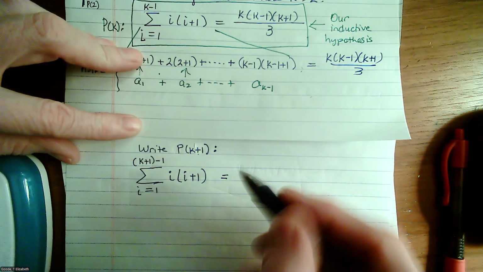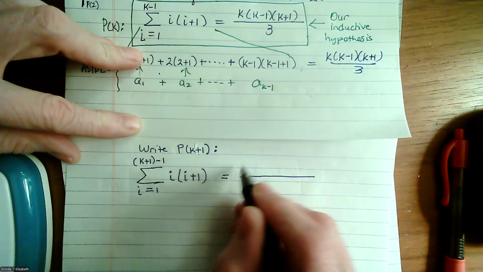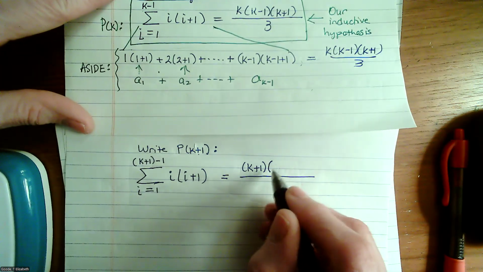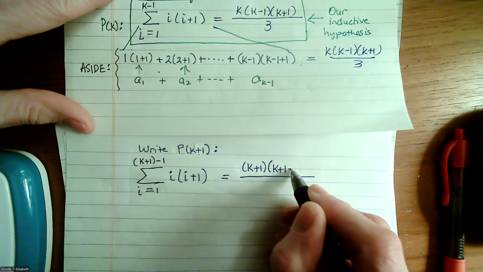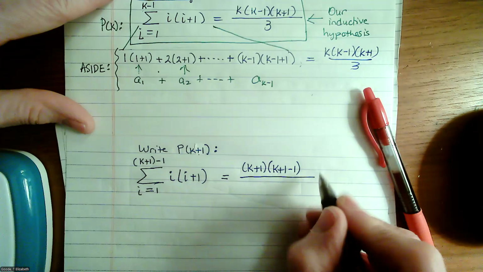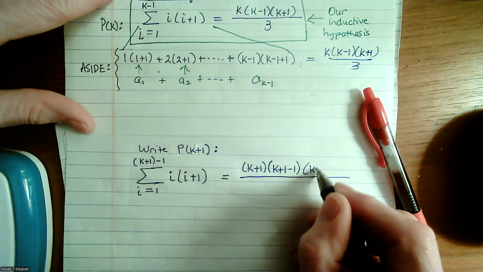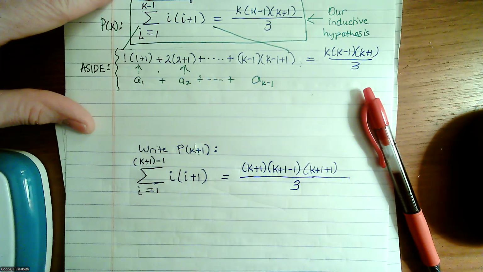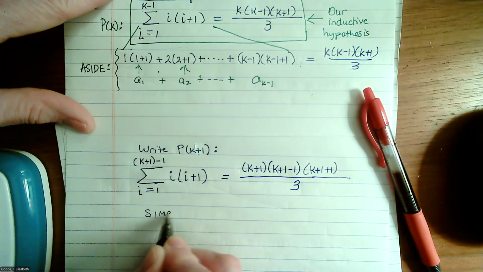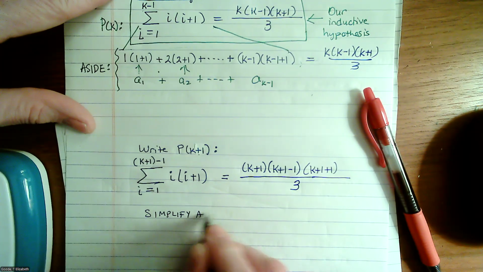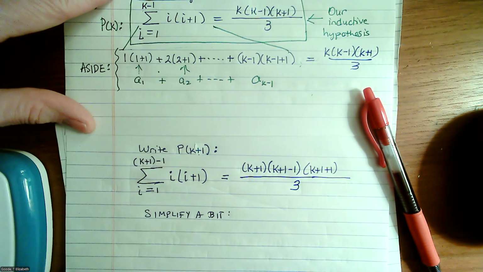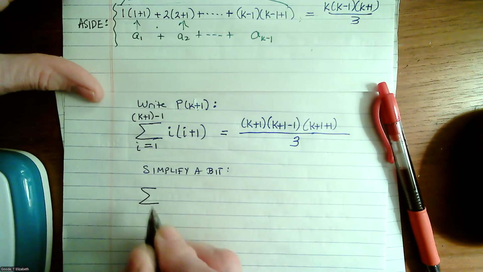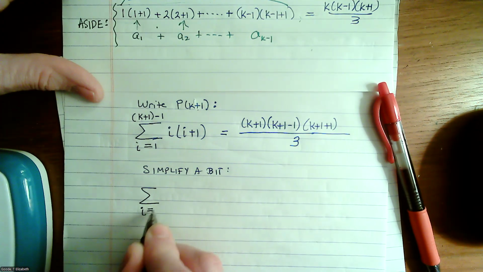The right-hand side is (k+1) times (k+1 minus 1) times (k+1 plus 1) over 3. Fantastic. And we're going to go ahead and simplify it a little bit, just so we get a better handle on what we're really looking at. So what is the left-hand side? What happens when we simplify that?